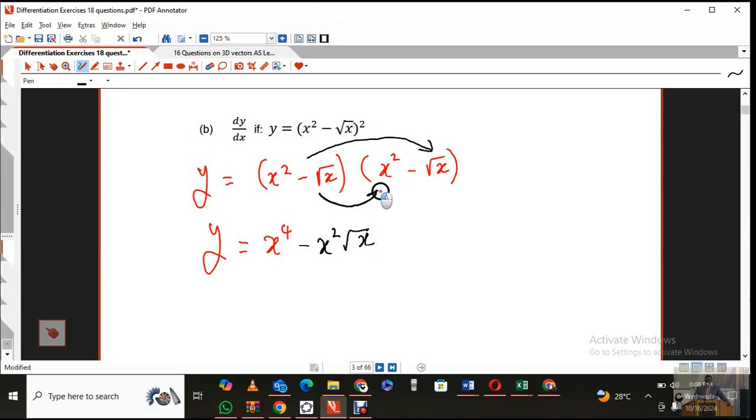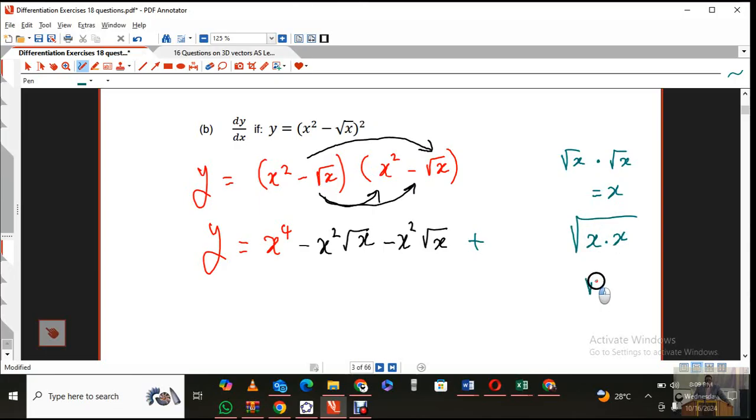And then again, when you come here, it's minus x squared root x. And of course, once you multiply these two together, and you should be very careful here, you're going to get a positive. Now here's the thing, root x times root x is just going to be x. So that's the same like the whole thing is same like x times x, which is giving you x squared, and you should know that the root and the square cancel each other. So basically this is going to be plus x.